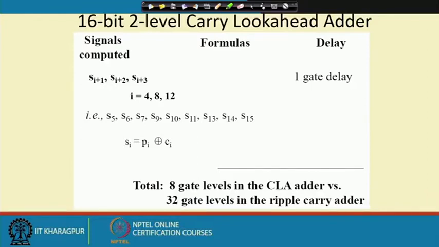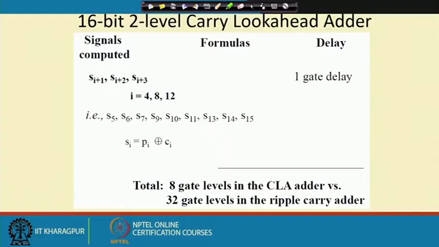That is why the carry look ahead adder is going to be much faster than the ripple carry adder, and in many applications where we need fast addition and subtraction, we go for the carry look ahead adder instead of ripple carry. Of course, the penalty that we pay is that the number of gates needed becomes very high.